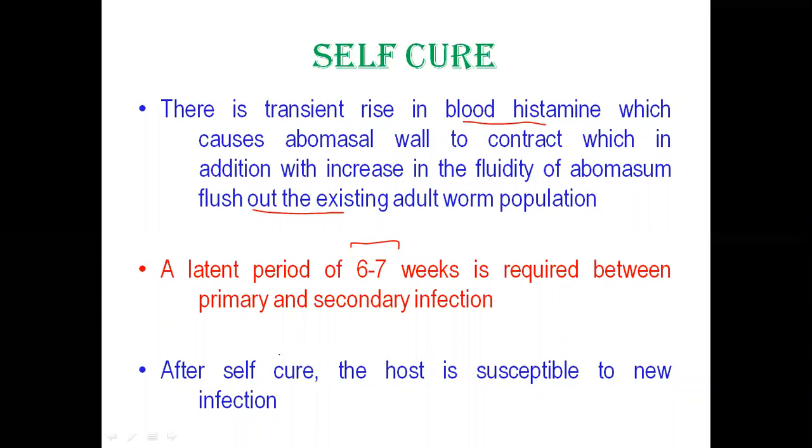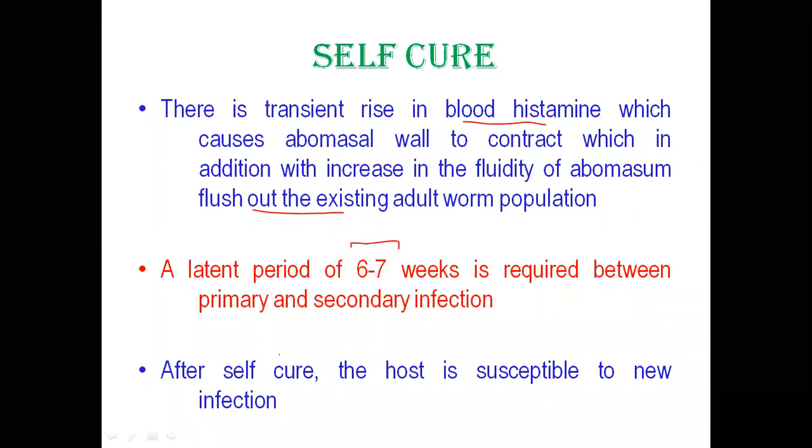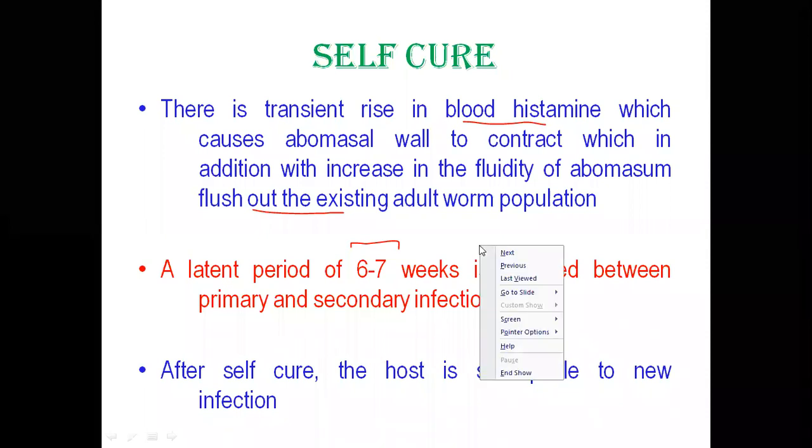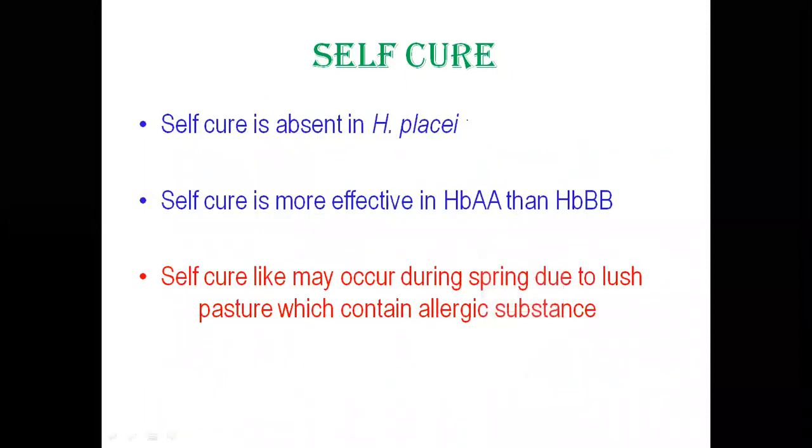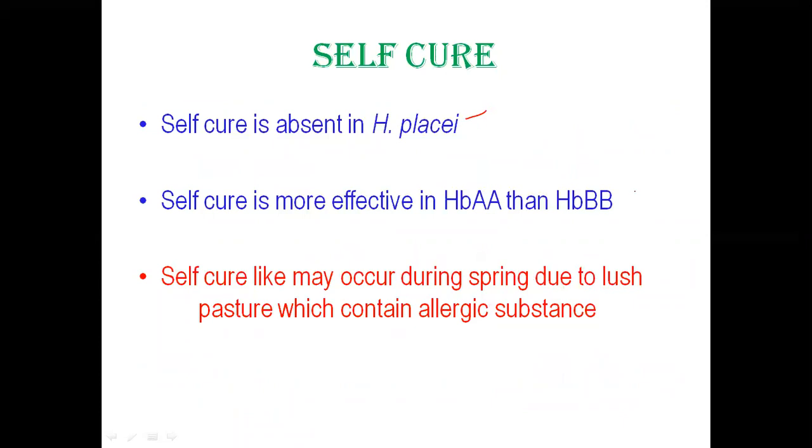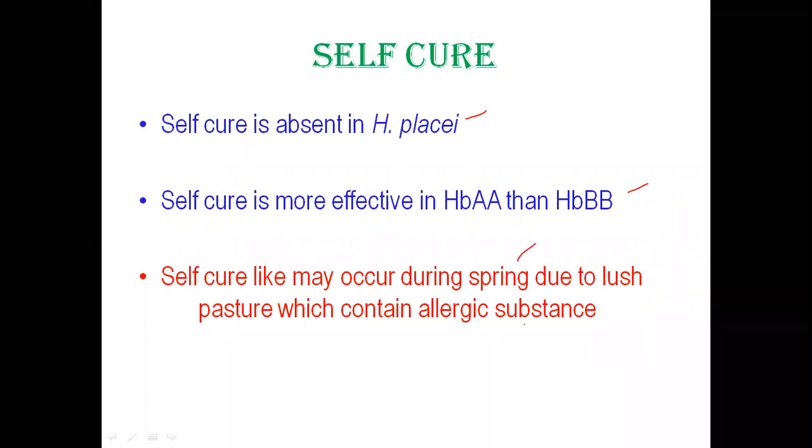After self-cure, say self-cure happens today in animal A, the next day the animal is again susceptible to new infection. Okay, self-cure is absent in Haemonchus placei, and self-cure is more effective in hemoglobin type HbAA than HbBB type. Okay, apart from the immunological procedure, self-cure might also occur during spring where there is less green pasture, which might contain allergic substances. This also can happen.